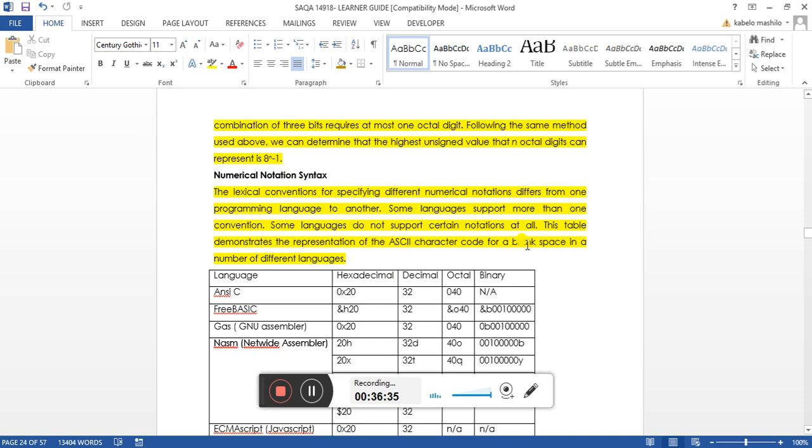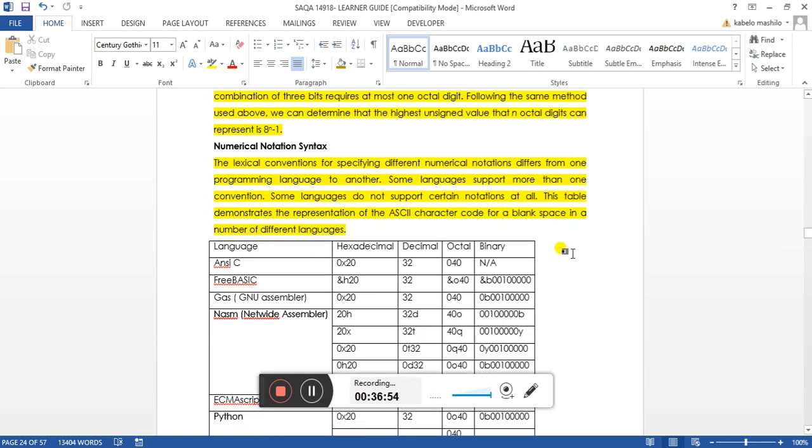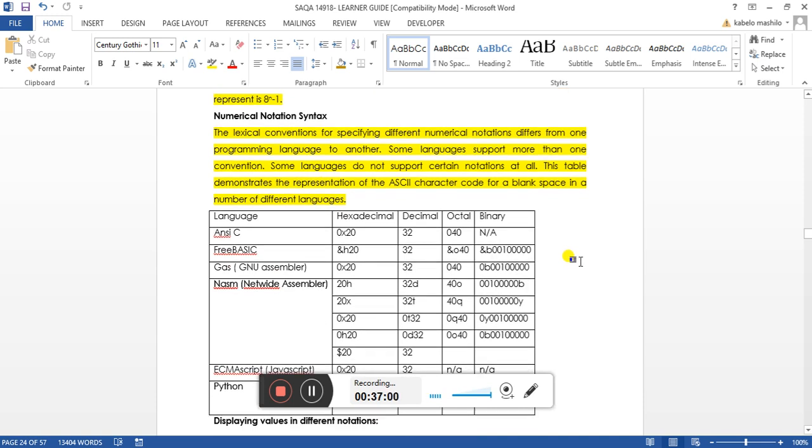The numeric notation syntax. The lexical convention for specifying different numerical notation differs from one programming language to another. Some languages support more than one convention. Some languages do not support certain notations at all. This table demonstrates the representation of the ASCII character code for a blank space in a number of different languages.